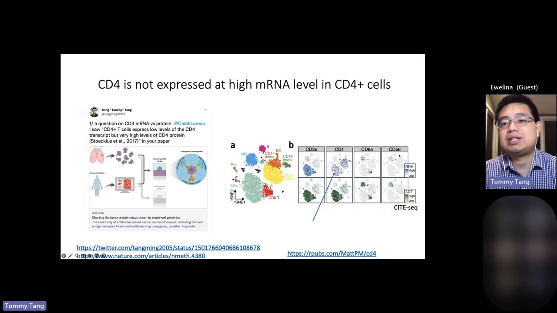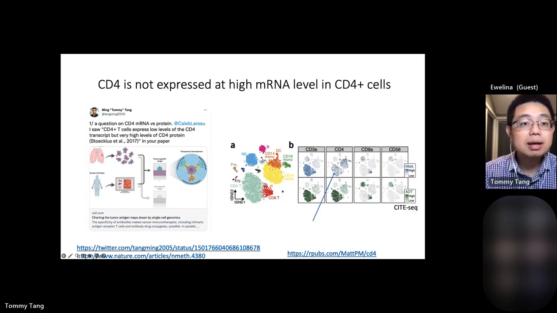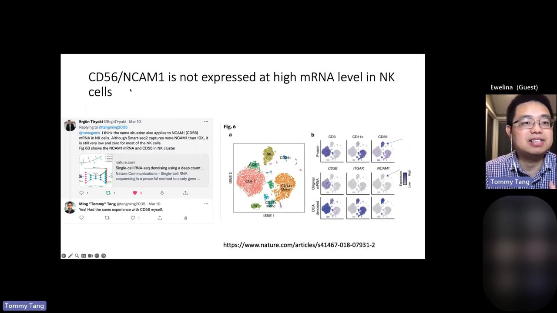One last thing I want to mention is that mRNA is not always correlated with protein levels. Here you see CD4 is not expressed at a high mRNA level in CD4 T cells, but the protein level, measured by CITE-seq, has high expression. Similarly, CD56, or NCAM1, is a well-known NK cell marker, but you only see that in the protein, not in the RNA. So be aware of that.